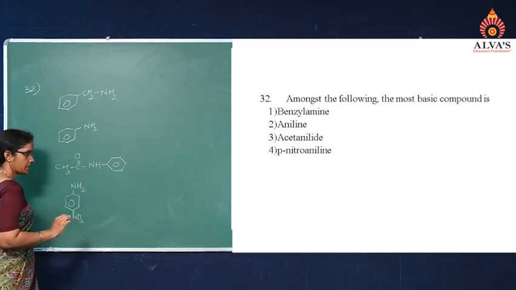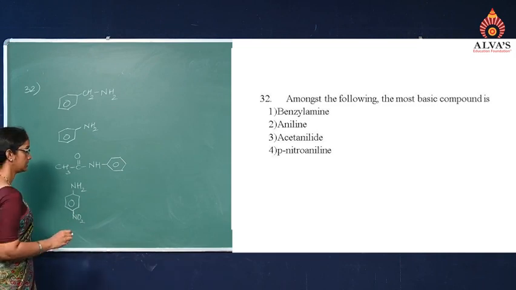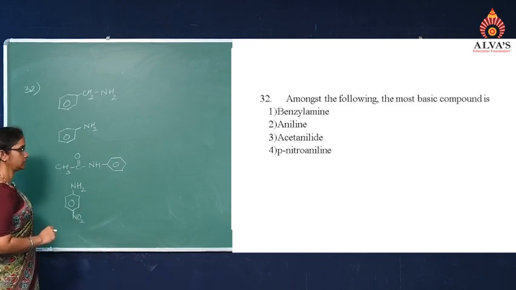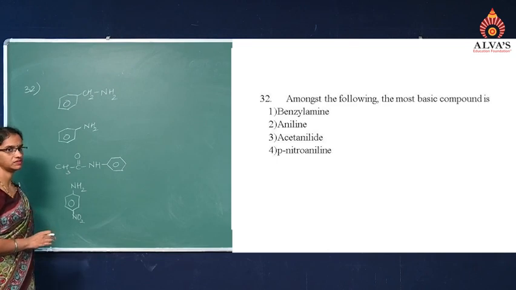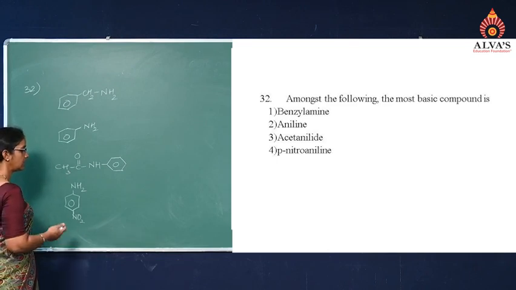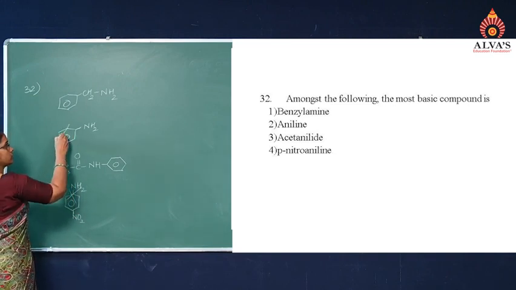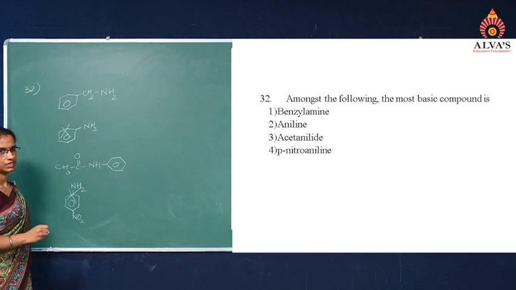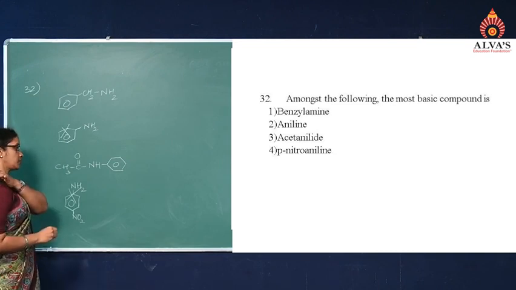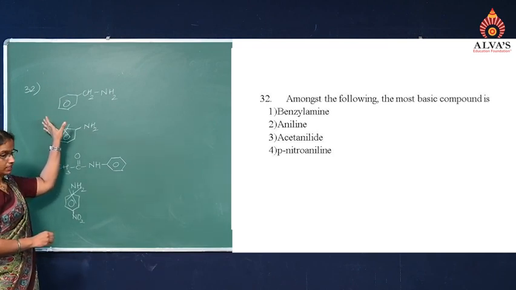From our knowledge of amines, we have learned that aryl amines, that is NH2 directly attached to benzene ring, are less basic than alkyl amines. Hence, I leave out the options second and fourth because they are aryl amines. Now, we have two left. One is acetanilide and another is benzylamine.